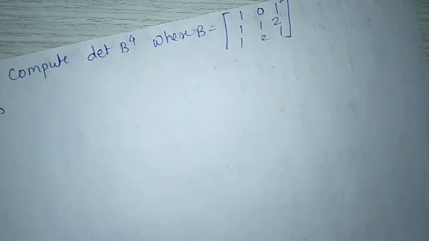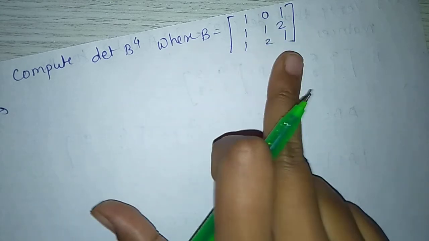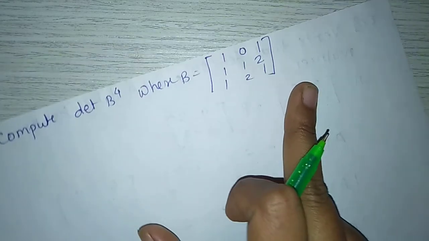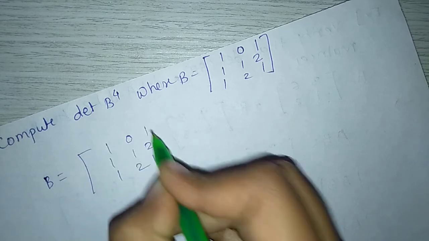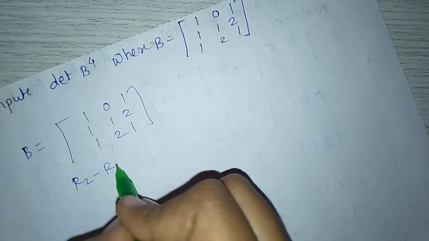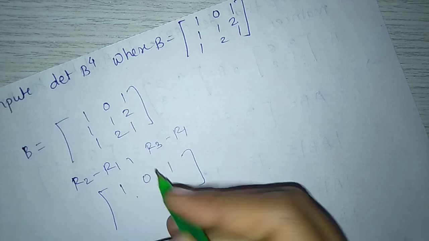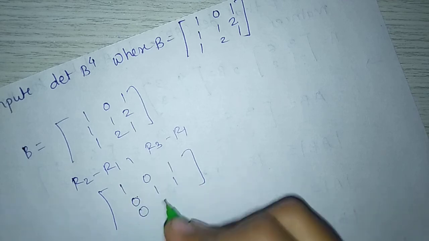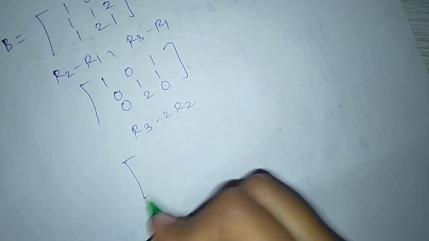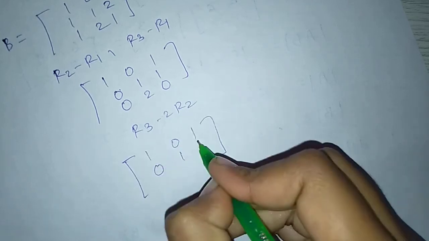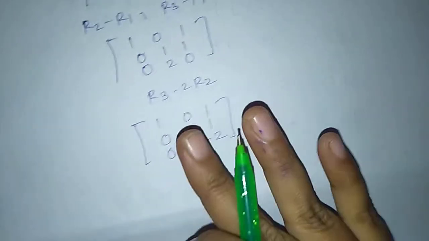Next, compute determinant of B raised to 4 where B equal to 101, 112, 121. We use here row operations. First write given matrix B 101, 112, 121. First row operation R2 minus R1, R3 minus R1. We get 101, 011, 020. Next row operation is R3 minus 2 R2. We get 101, 011, 0, 0, minus 2. Here we get upper triangular matrix.